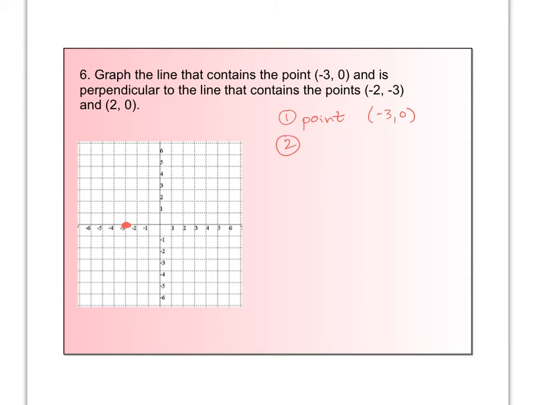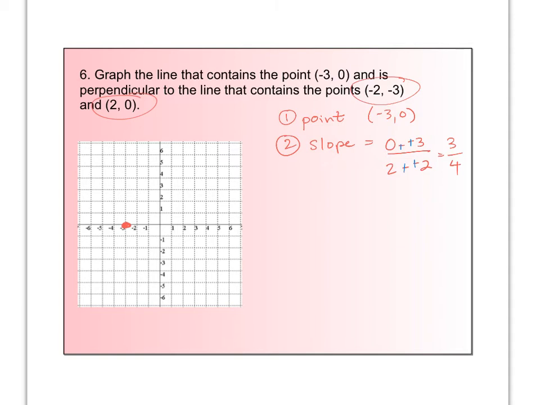is let's find the slope of the line that goes through the other 2 points, because it has to be perpendicular to the line that contains negative 2, negative 3, and 2, 0. So next we're going to find the slope, and the way that I'm going to do that, I'm going to use these 2 points. And so I'm going to do 0 minus negative 3 over 2 minus negative 2. These minus a minus change to a plus. And so we wind up with 3 over 4. That's the slope of the line that goes through negative 2, negative 3, and 2, 0.